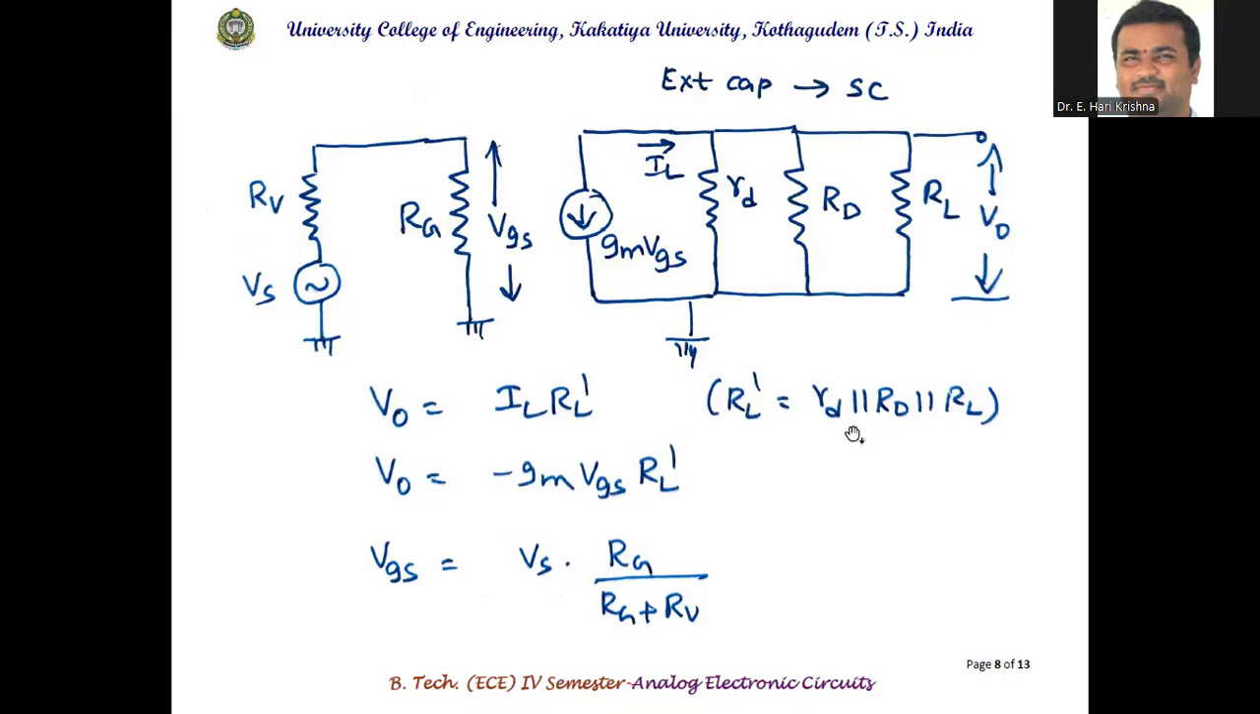In general, the RG value is very high, in the order of 1 megaohm. Rs is the source resistance of the voltage source, and it will be a very small value. So RG plus Rs is almost RG. So RG and RG plus Rs get cancelled, and VGS is equal to Vs.